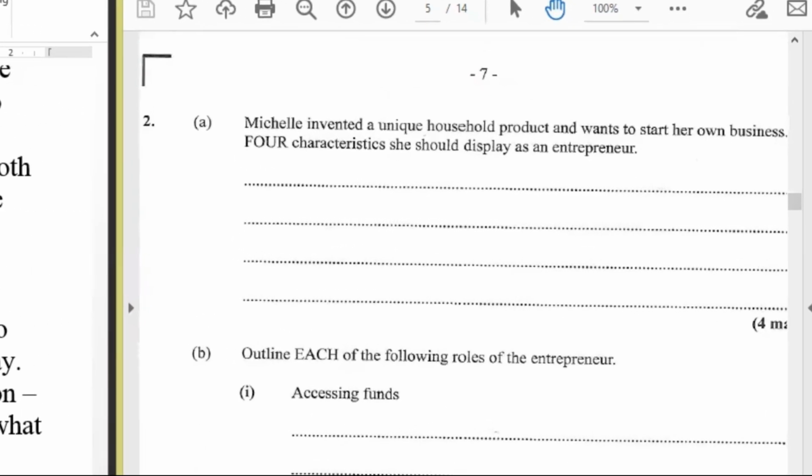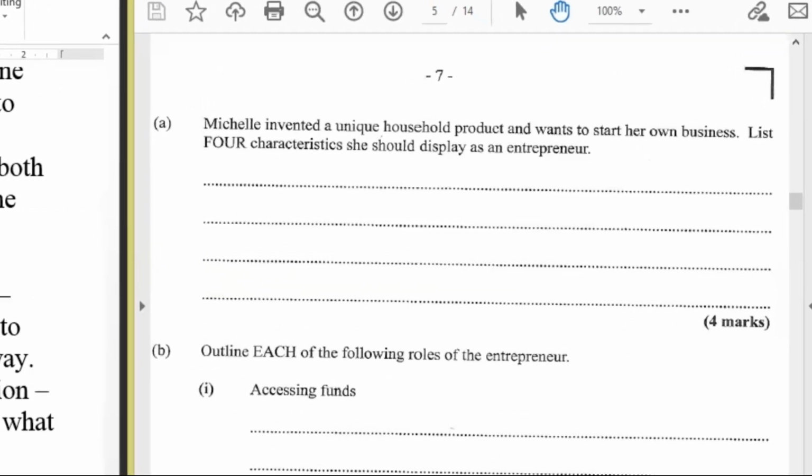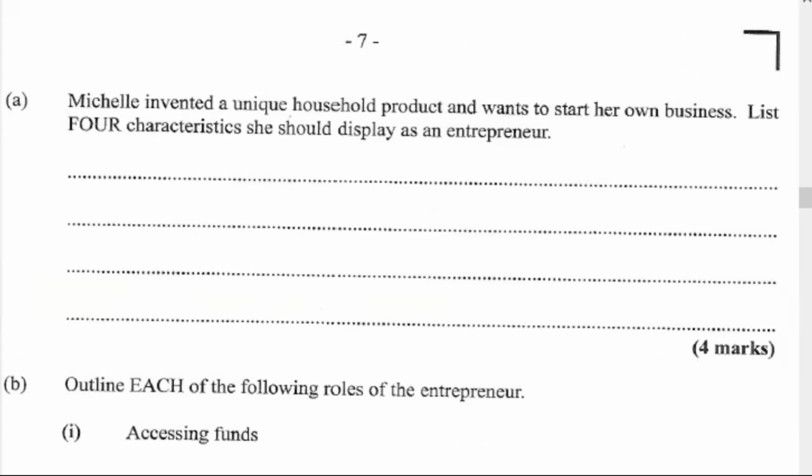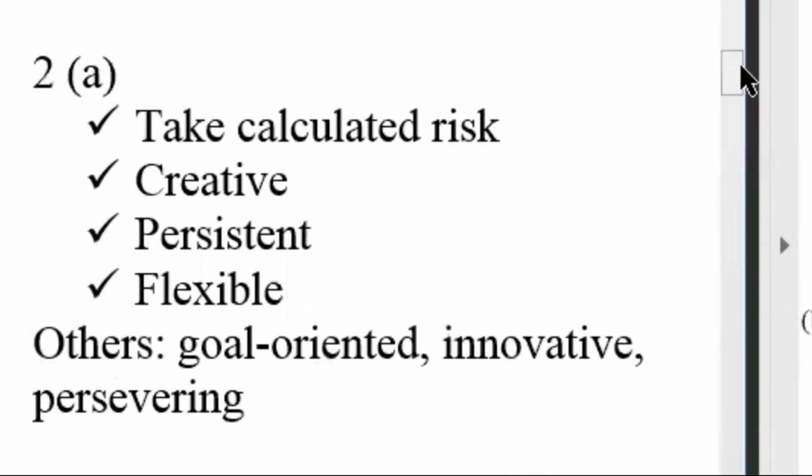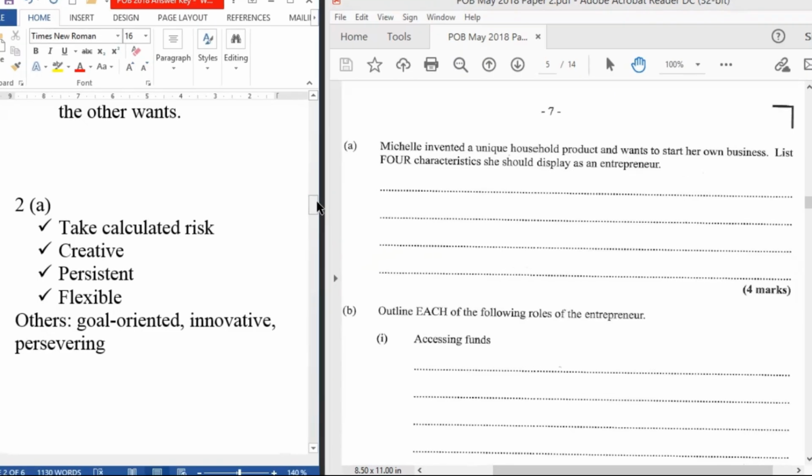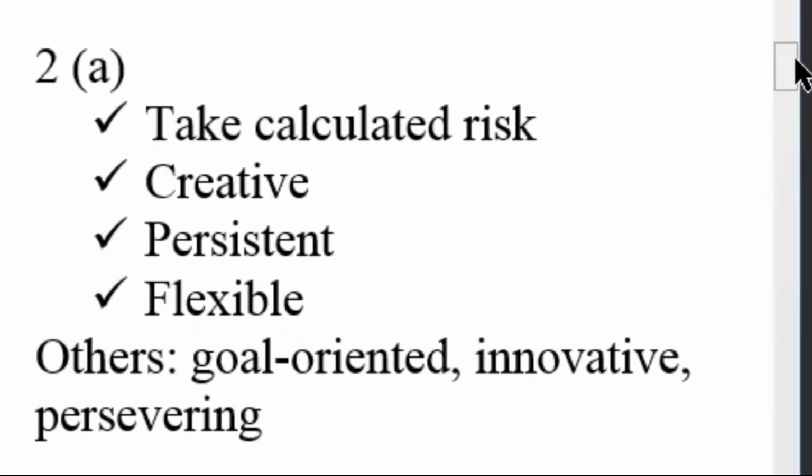Let's now look at 2A. Michelle invented a unique household product and wants to start her own business. List 4 characteristics she should display as an entrepreneur. Can you think of some characteristics of an entrepreneur? All right. So we have like take calculated risk, creative, persistent, flexible. Others that you could put is goal oriented, innovative, and persevering.